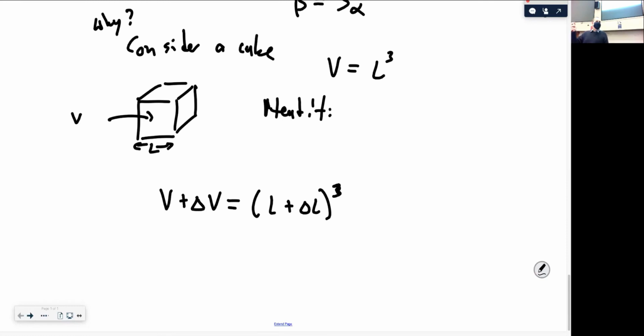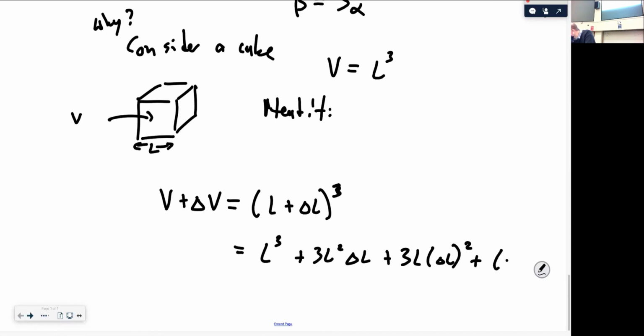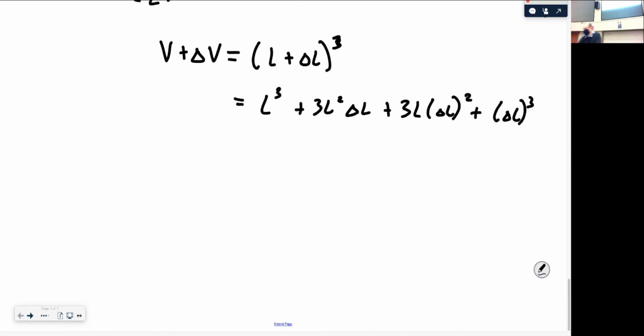Let's expand that out now. You actually get a lot of terms when you take this cube. This is equal to L cubed, which is nice, plus 3L squared delta L, plus, sorry, there's a 3 here, 3L times delta L squared, plus delta L cubed. That's V plus delta V.